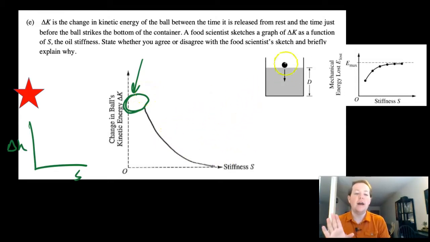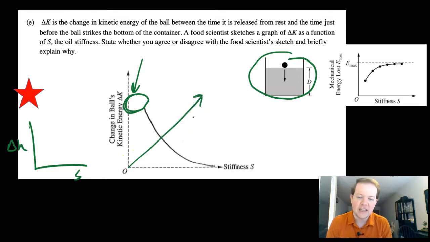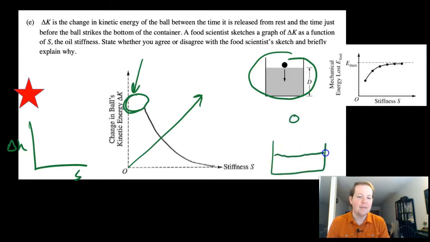Okay, here's why I discussed this diagram in the beginning. A lot of people gave an explanation that this graph is wrong because it should be something like this. And you gave explanations about work and friction and the change in kinetic energy. But a lot of you were making the assumption that this ball was dropped from some height and then it hit the oil. So it's like losing kinetic energy. That change should get bigger and bigger because there's going to be a bigger loss in kinetic energy when it hits thicker oil. But that's not the scenario.